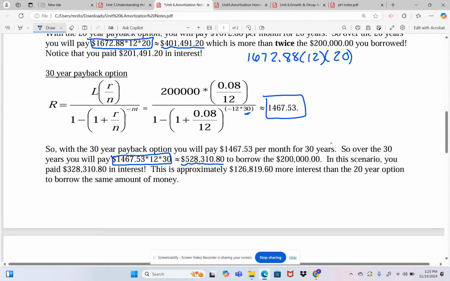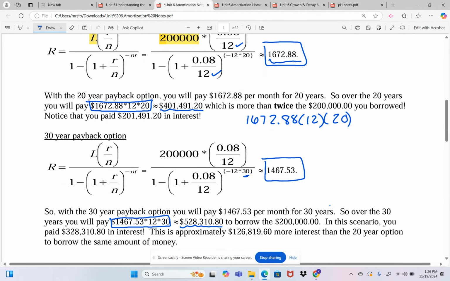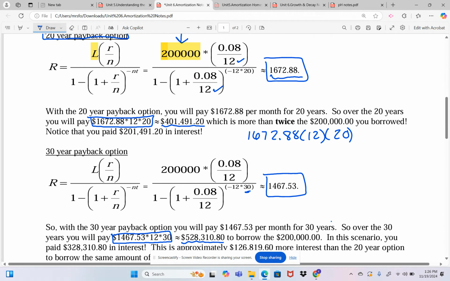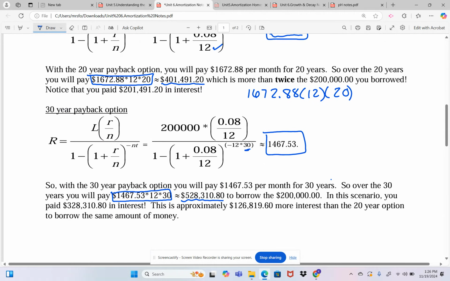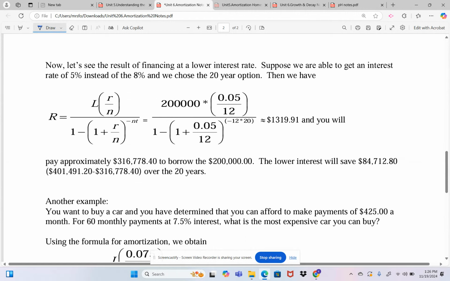So why might someone do a 30-year mortgage? Because sometimes that's the only way we can afford it, right? Sometimes we can't afford the extra $200. However, looking at this, if you can afford it, it's probably worth the lesser months, the lesser years, because you save so much money.